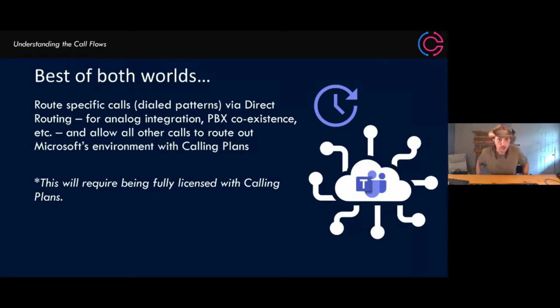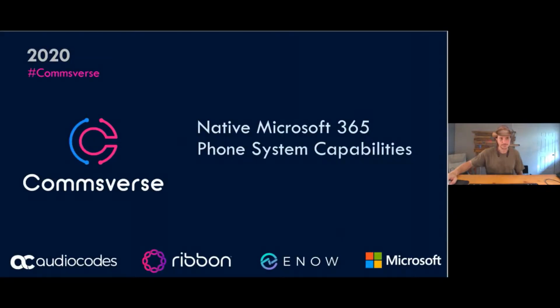Best of both worlds. So you can route specific calls or dialed patterns, as we see here, through your direct routing. So maybe you have calls that you want to go the analog route or PBX coexistence scenarios. And then if your call patterns don't match those calls over direct routing, and you have calling plans assigned to that user, then they can be allowed to use the calling plan through Microsoft for all other calls. So it is possible to have a user route calls either via Microsoft or via direct routing. Again, this will require licensing with calling plans for a user to do that.